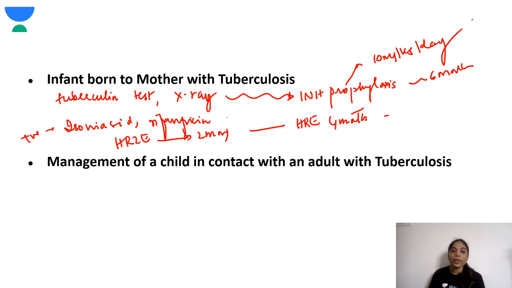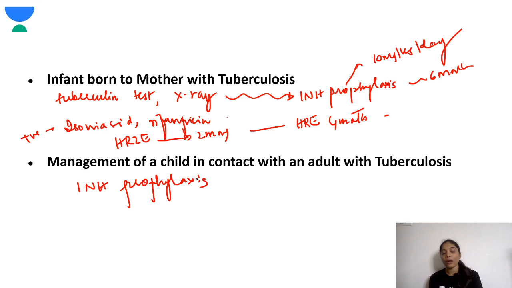Now the management of a child in contact with an adult with tuberculosis. If the child is less than 5 years and is in contact with an adult with pulmonary tuberculosis, the child should receive INH prophylaxis. Same thing, the dose is 10 mg per kg per day for 6 months. Before starting INH prophylaxis, you have to rule out whether the child has an active disease or not.